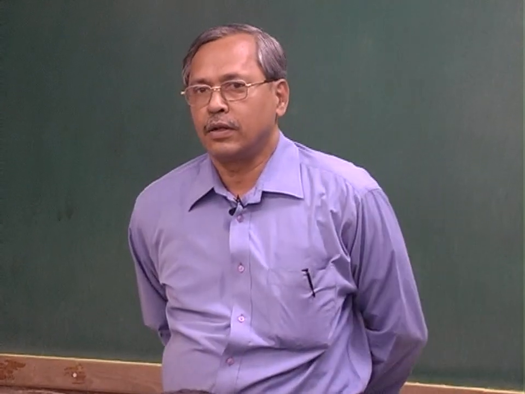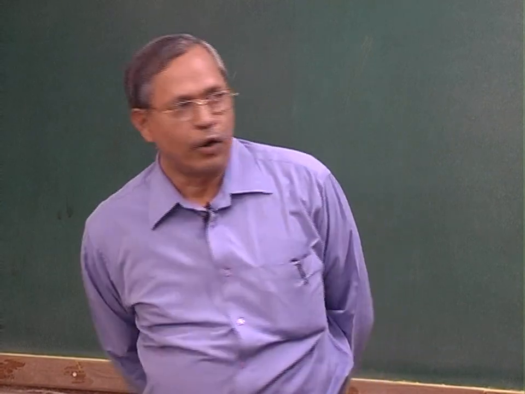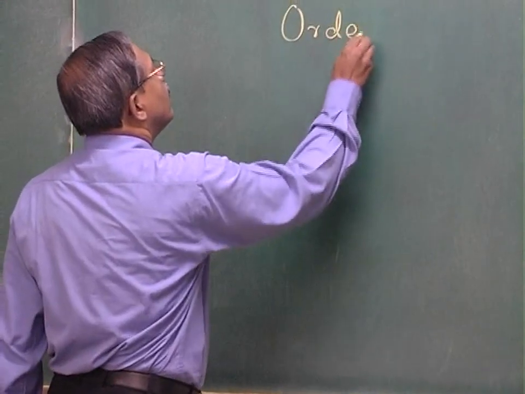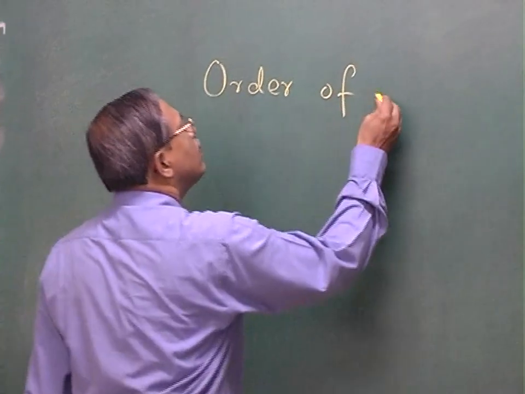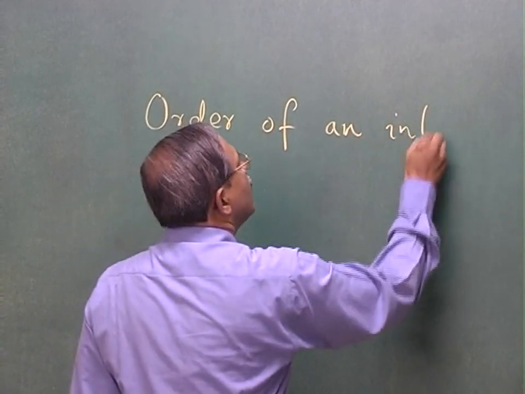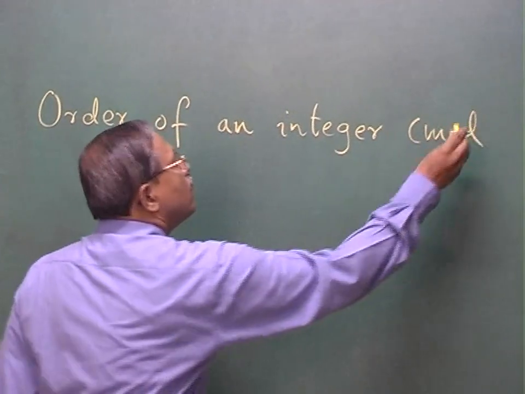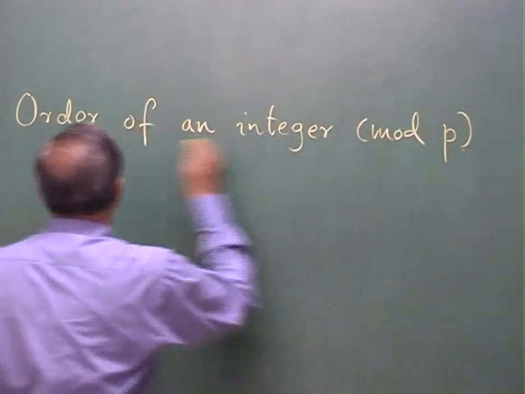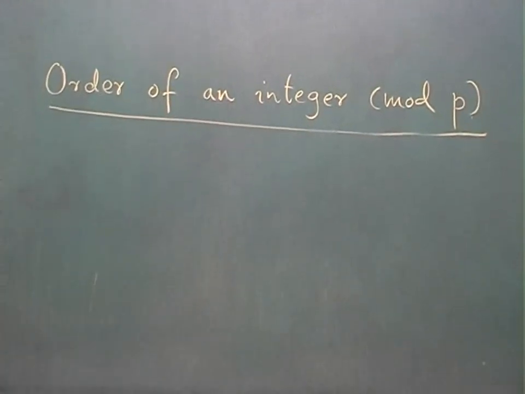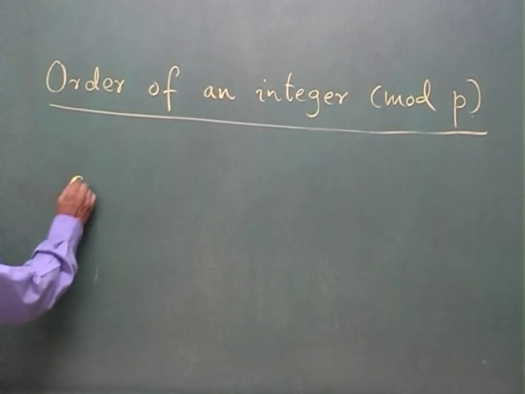Today we shall discuss order of an element mod P. P is a prime number and A is an integer.